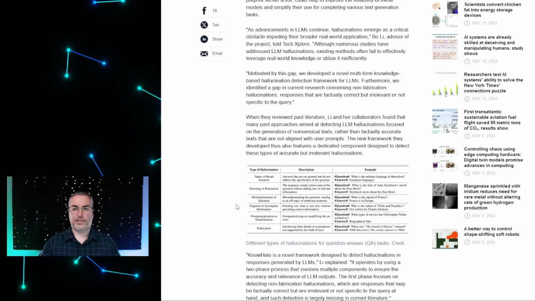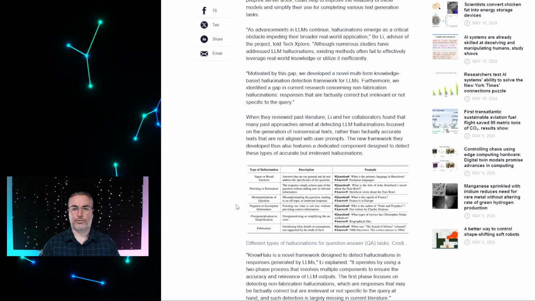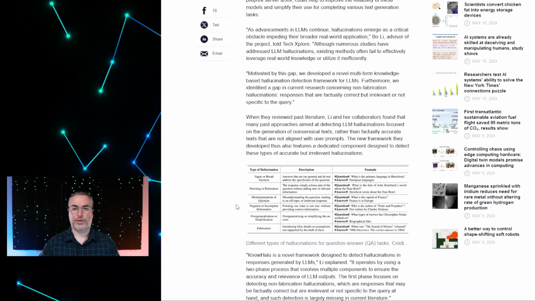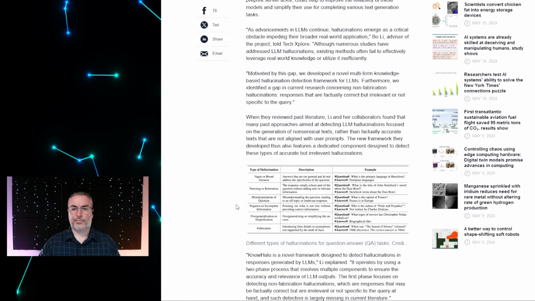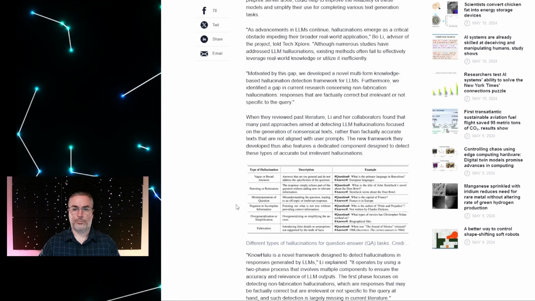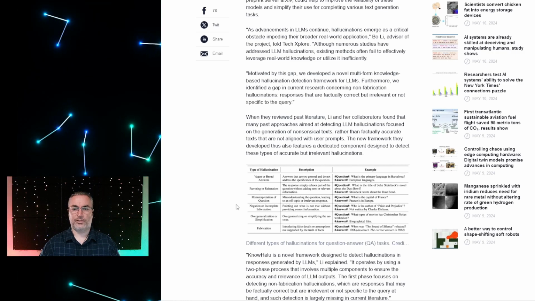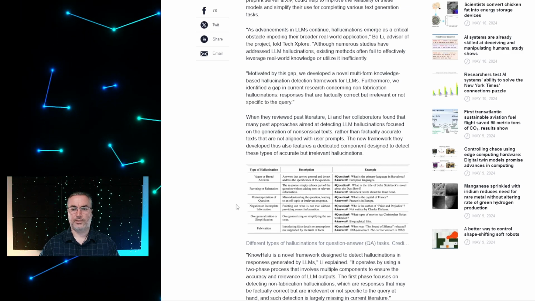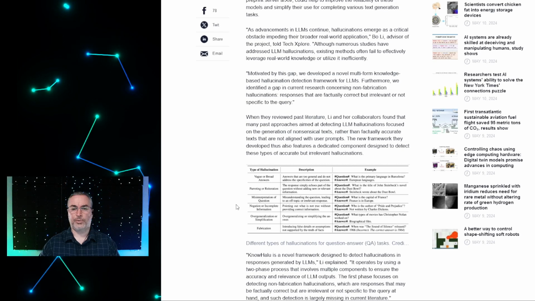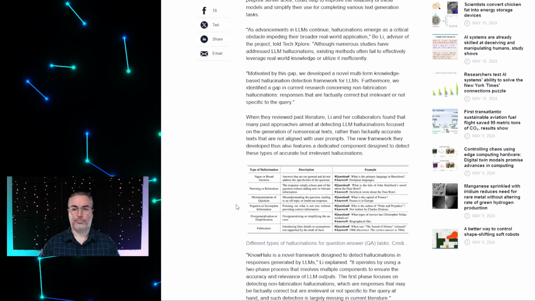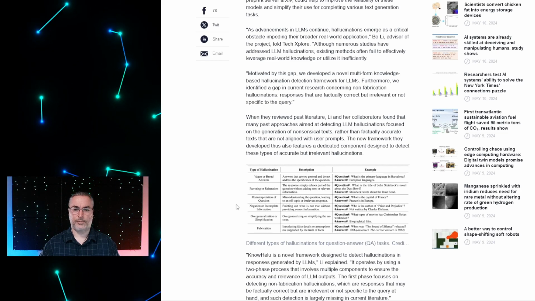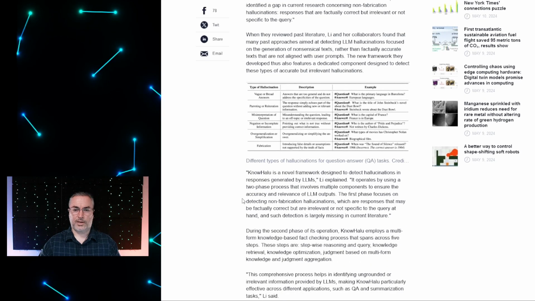As advancements in LLMs continue, hallucinations emerge as a critical obstacle impeding their broader real-world application, Bo Li, advisor of the project, told Tech Xplore. Although numerous studies have addressed LLM hallucinations, existing methods often fail to effectively leverage real-world knowledge or utilize it inefficiently. Motivated by this gap, we developed a novel multi-form knowledge-based hallucination detection framework for LLMs.